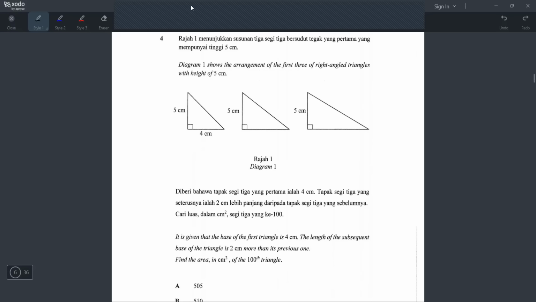Okay, let's continue with number 4. Diagram 1 shows the arrangement of the first 3 right angle triangles with a height of 5 cm. So these are all right angle triangles. That's why they have 90 degrees, 90 degrees, 90 degrees.